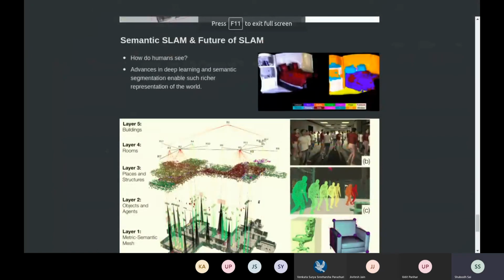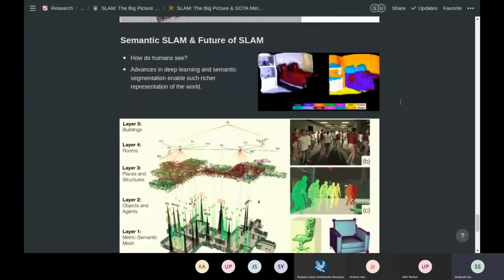One of the promising directions that many big names in SLAM are working on is semantic SLAM. It has multiple names. You can call it semantic SLAM, topological SLAM, spatial AI, but all of them are essentially more or less what we'll be covering today, as in the fundamental concepts.